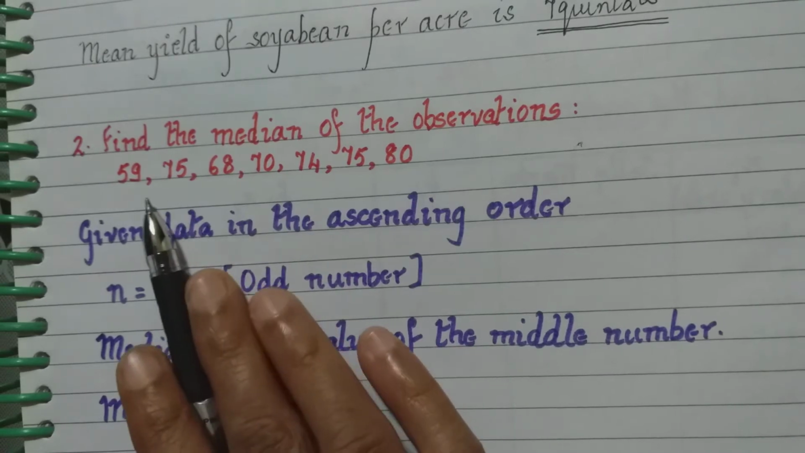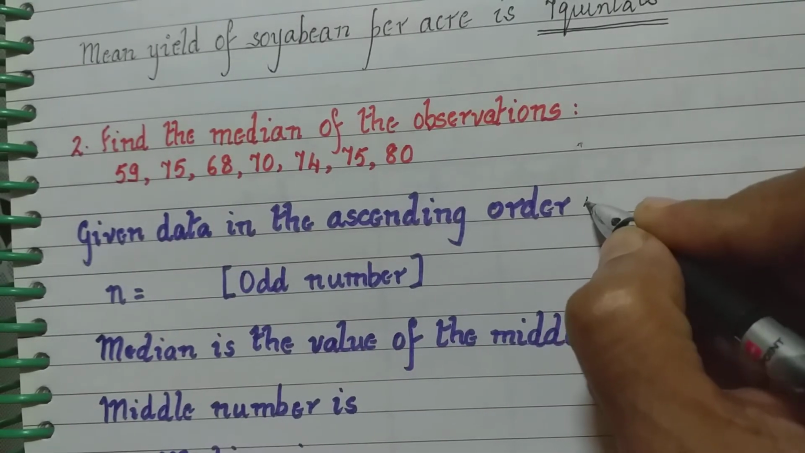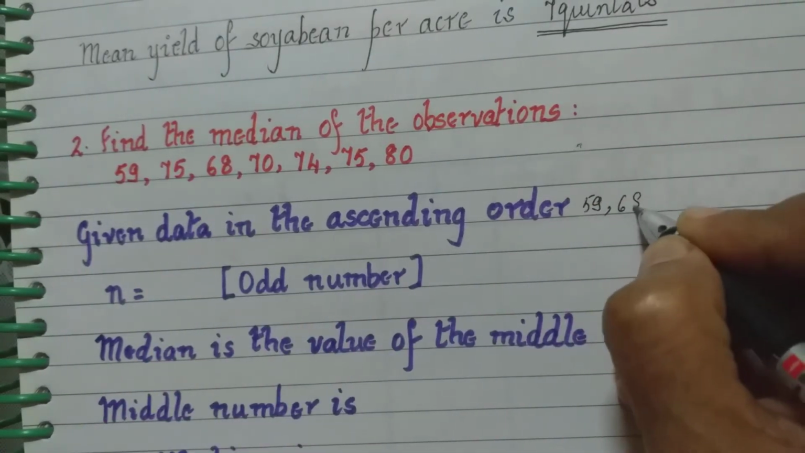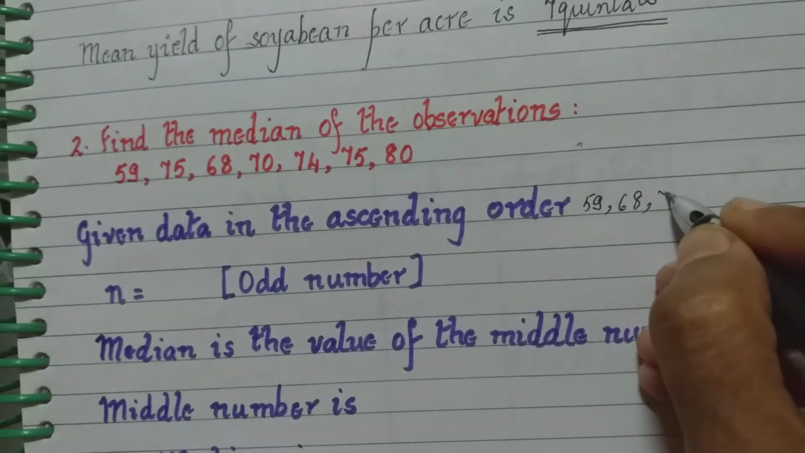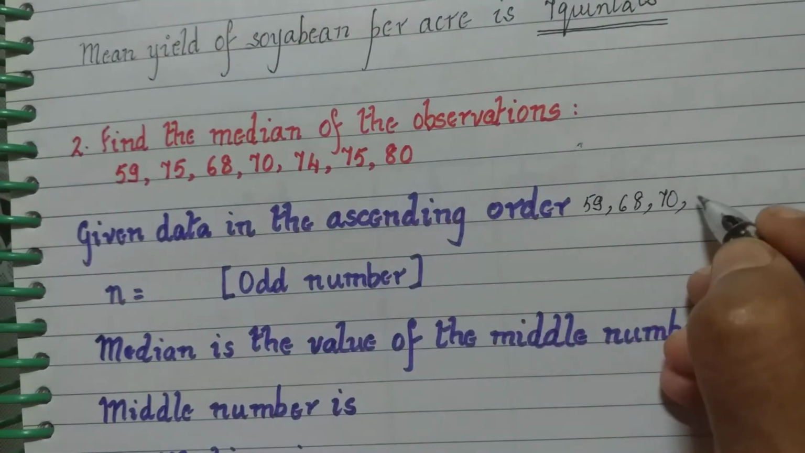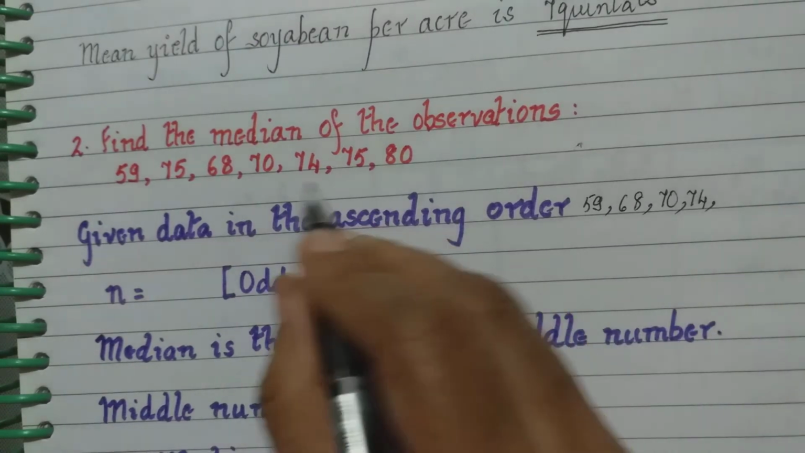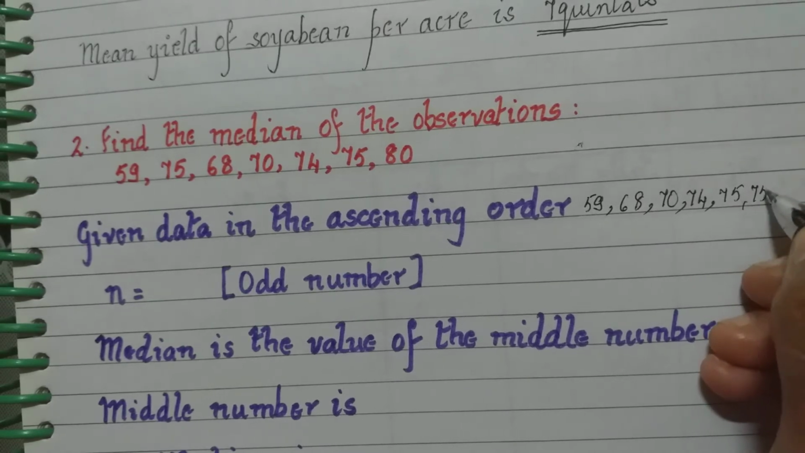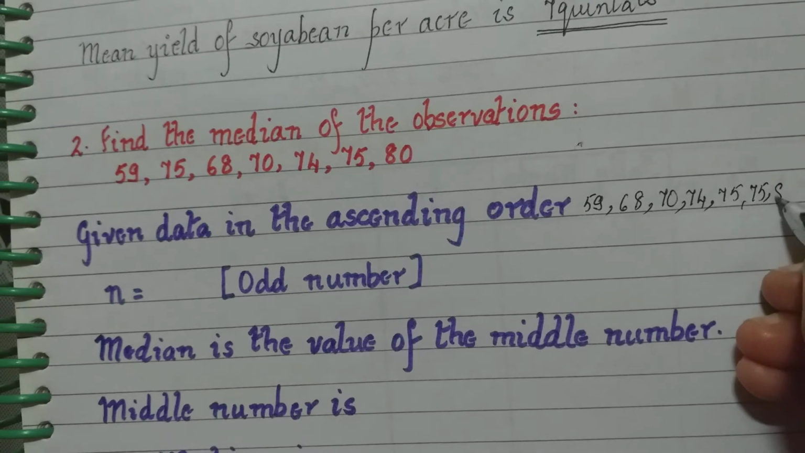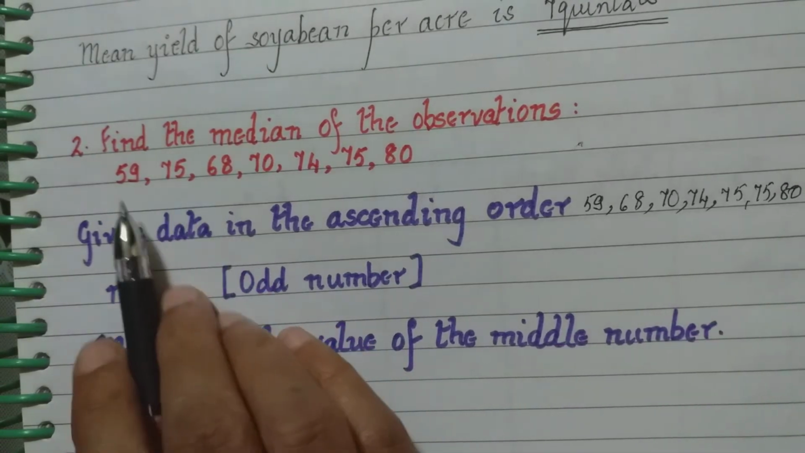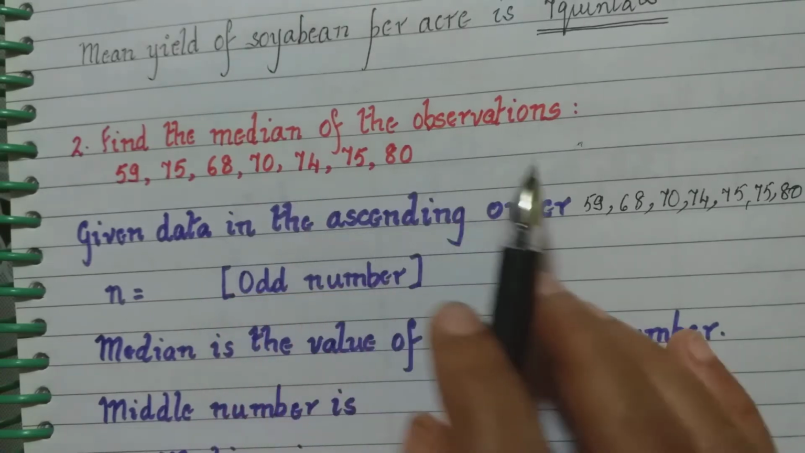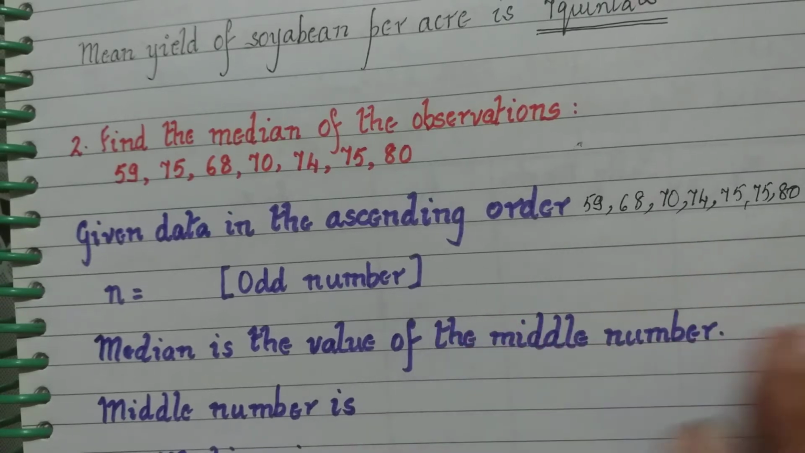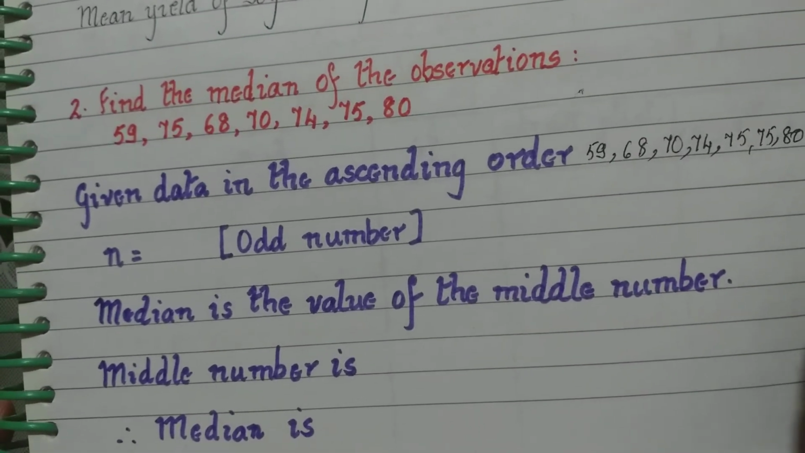Starting with the smallest, that is 59. So we write here 59. Then we have 68. Then we have 70. 74. 75 is repeated 2 times. And then we have 80. Let us see whether all are here. We have 1, 2, 3, 4, 5, 6, 7 scores here. So always it is better to confirm whether we have written down all the numbers.